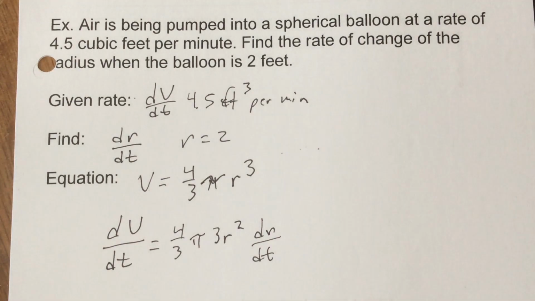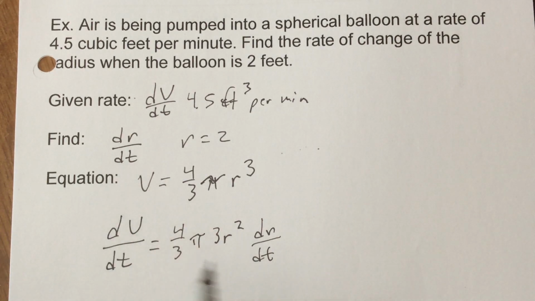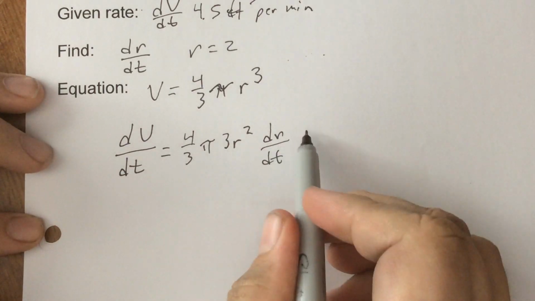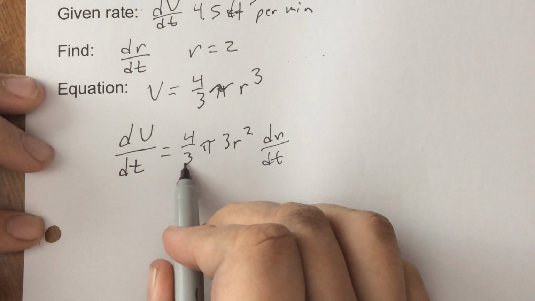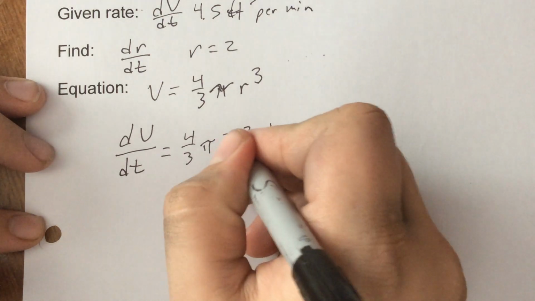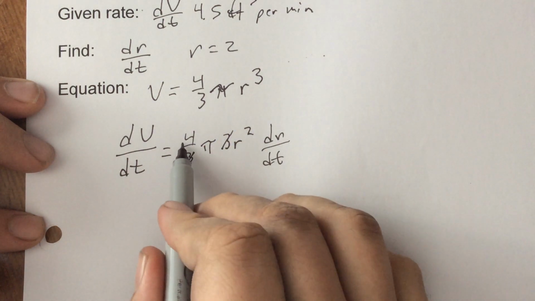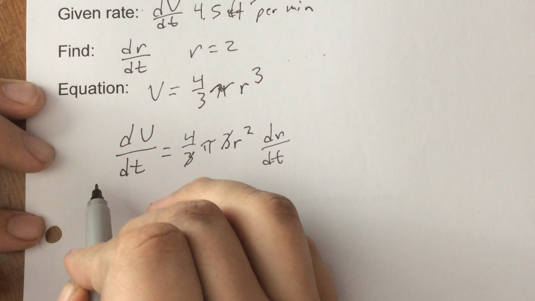Now, what's going to be different about this one is we're not trying to find what dV/dt is. We're trying to find dr/dt. So we have to solve for dr/dt before we can plug stuff in. All this stuff is going to have to move over. But before we do that, let's simplify a little bit. We have a 3 on the bottom and a 3 up top here. Those 3's can cancel out. So we really just have 4 pi r squared. That's going to have to divide to this other side.